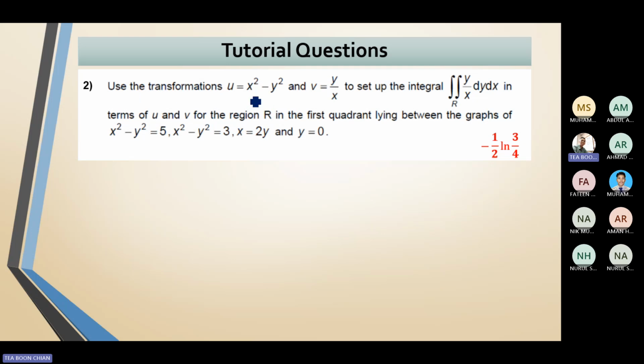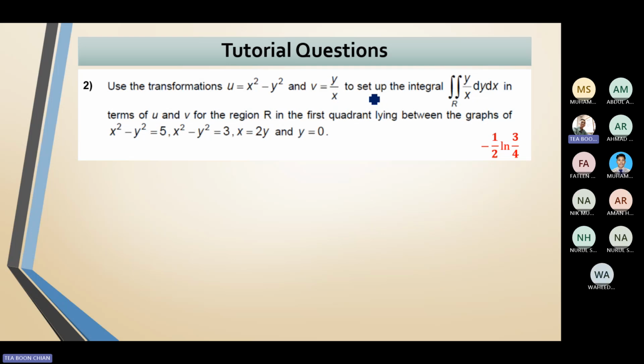Now use the transformation U equals x squared minus y squared and V equals y over x to set up the double integral of y over x dy dx in terms of U and V for the region R in the first quadrant lying between the graphs of x squared minus y squared equals 5, x squared minus y squared equals 3, x equals 2y, and y equals 0. Now, just to give you some guarantee, in UV transformation, you do not actually need to sketch any graph. Even if you are not familiar with the region R in the first quadrant between the graphs, that is fine.